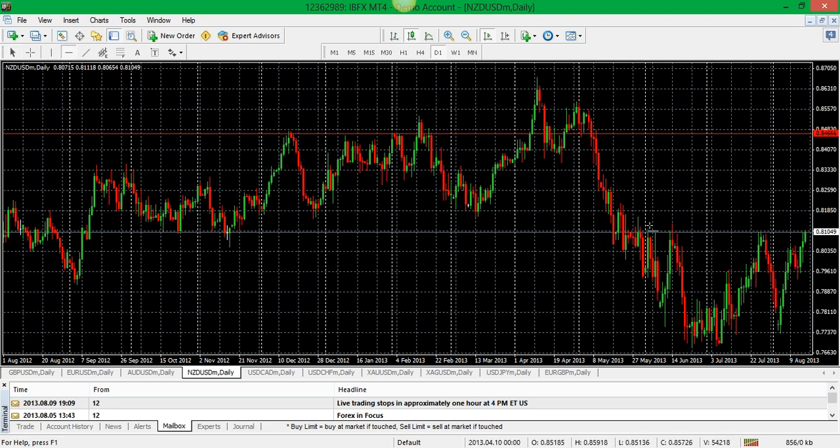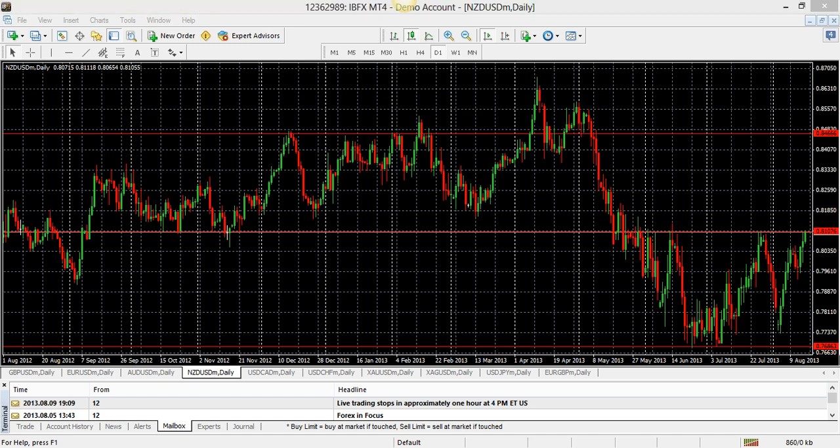We're at an area of resistance. Right here, 81 even. We have resistance at 81 even. We have support at the bottom here at the 78, 77 area. So about 4 pennies there, 400 pips, 77 to 81. Nice range there. We're at the top. Are we going to break out? How do you play that?